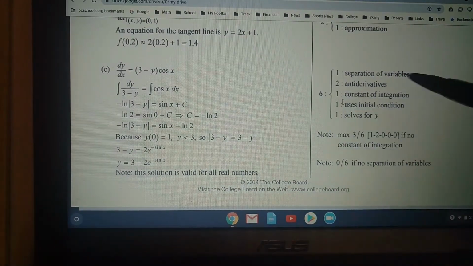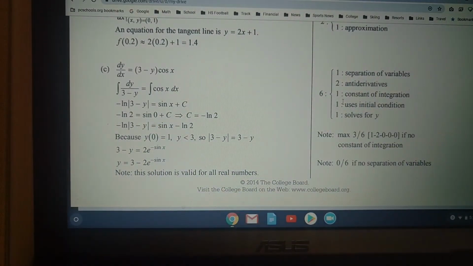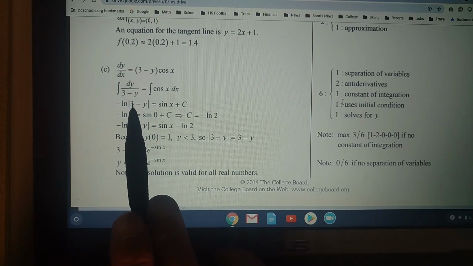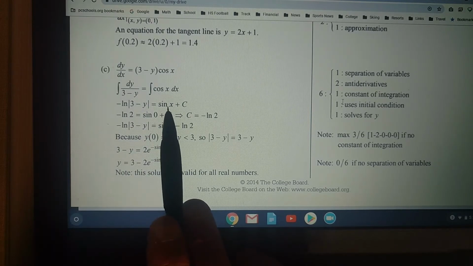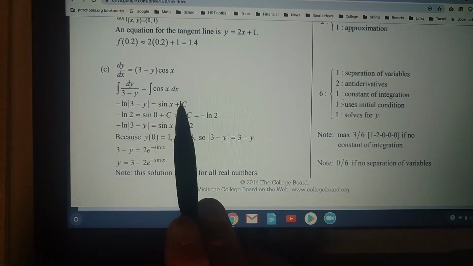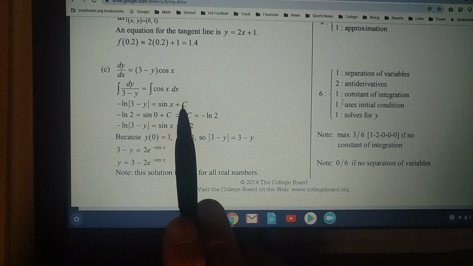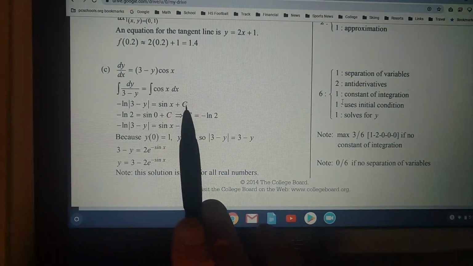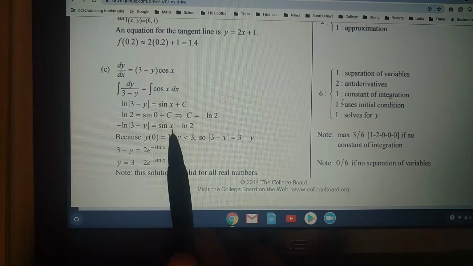So after you separate your variables, you do get 1 point for that. Then you have to antidifferentiate. Here's one antiderivative. That gets you one of the 2 points. Here's the other antiderivative, sine of x. That gets you the second of the 2 points. Notice if you don't have your plus c and you don't find your plus c, 3 is your max. That's the most you can get. So you do need to have your plus c here.